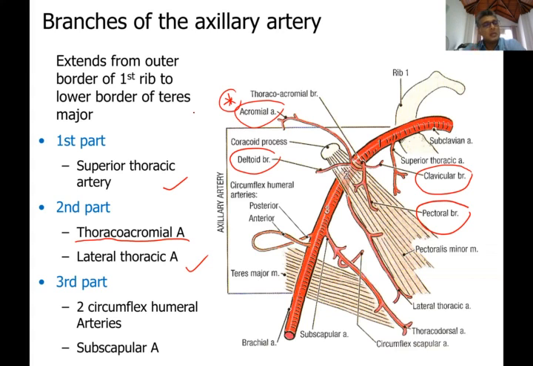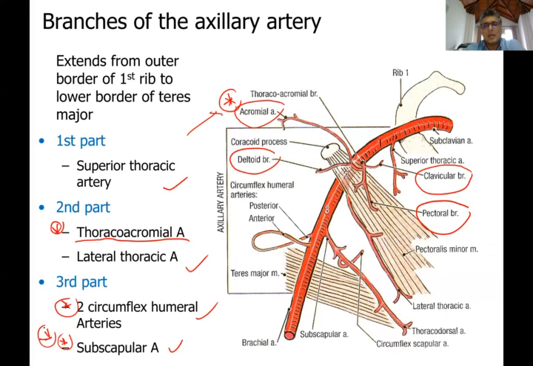Then the third part gives rise to three branches: the anterior and posterior circumflex humeral arteries, and the subscapular artery. When it comes to the scapular anastomosis, which we are going to discuss in the next slide, the subscapular artery, which is from the third part, is actually the most important one. To a lesser extent, the thoracoacromial contributes through its acromial branch, as I said. Don't get this complicated, okay? And then the posterior circumflex humeral also contributes, but the most important one is the subscapular artery.